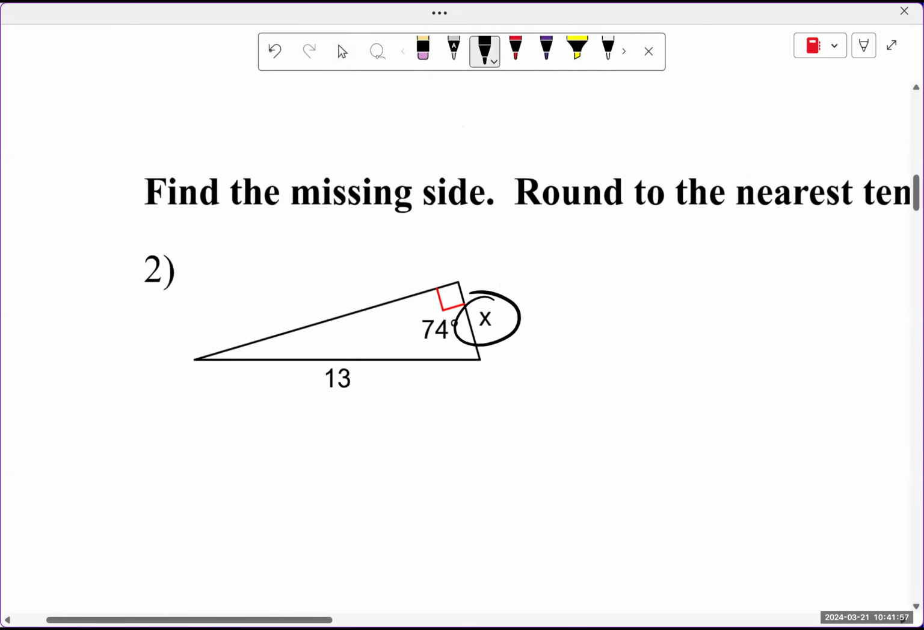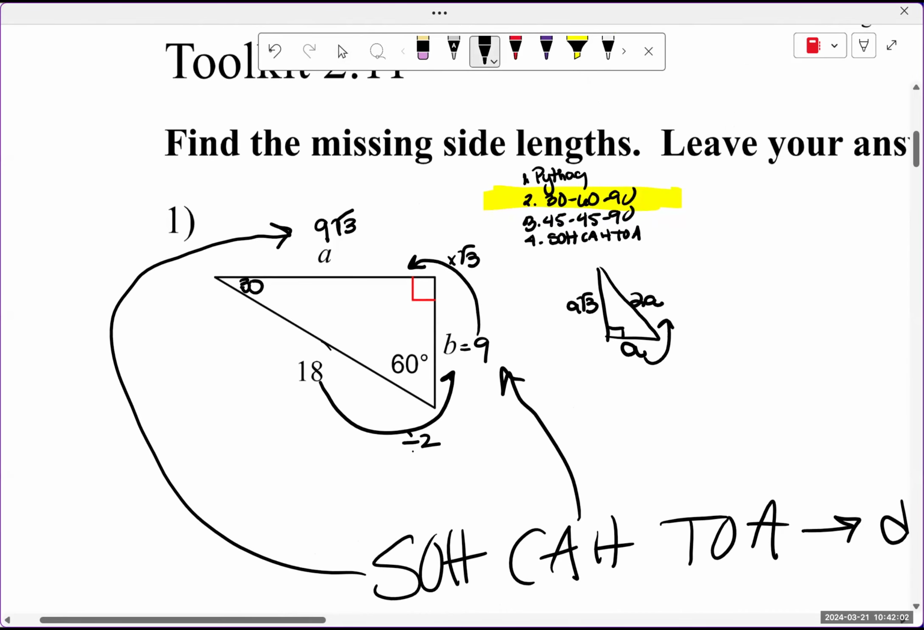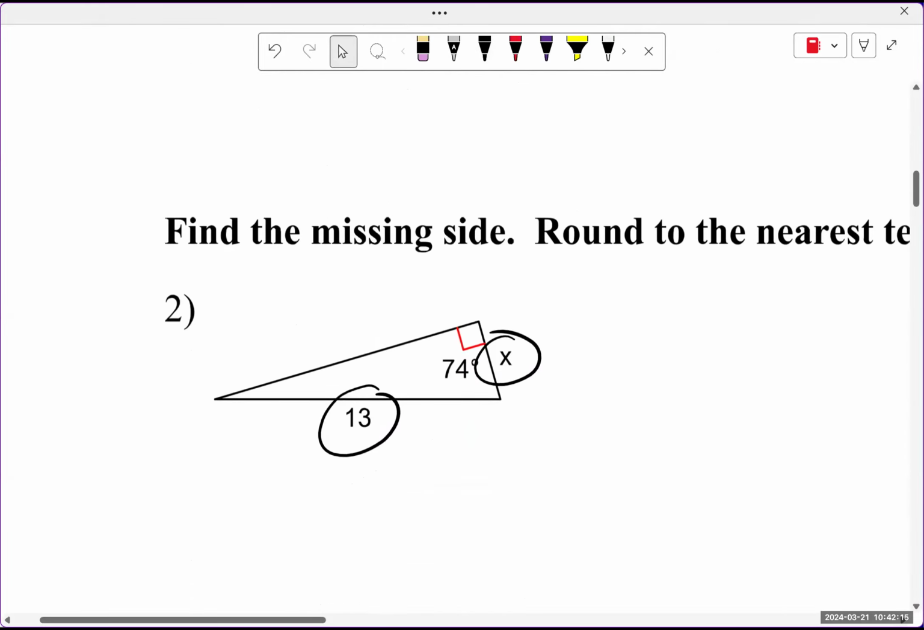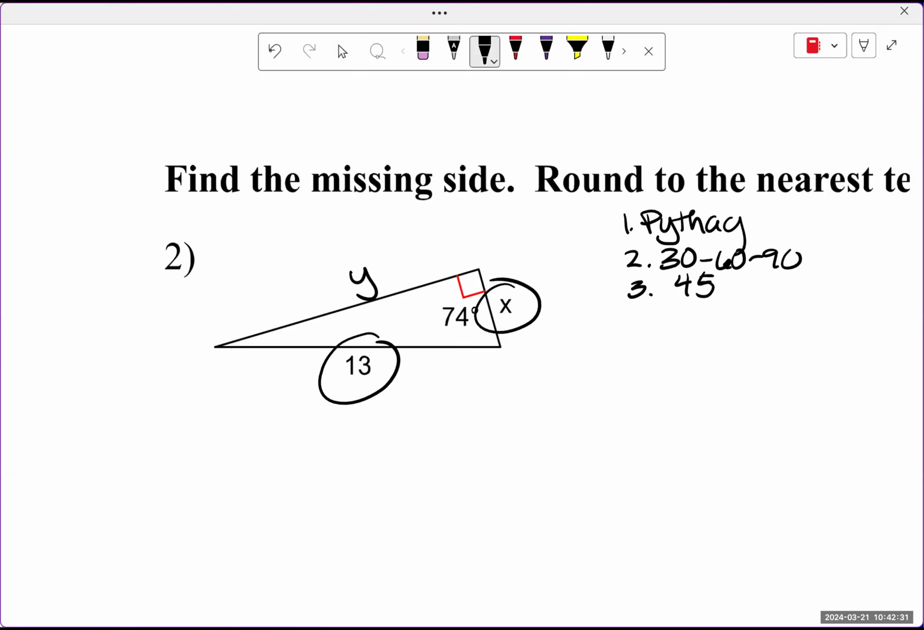Number 2, I have one variable and one side length. Number 1, I also only had one side length. But number 1, I had a 60 degrees, so I used the 30, 60, 90. Let's say I had 2 letters. So Pythagorean theorem, 30, 60, 90, 45, 45, 90, or SOHCAHTOA.